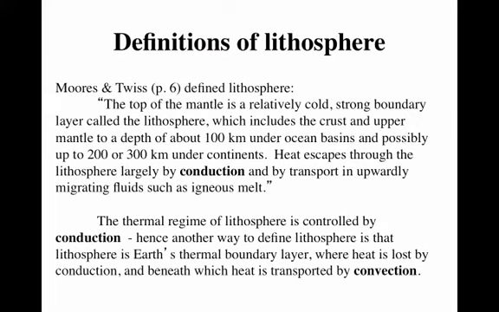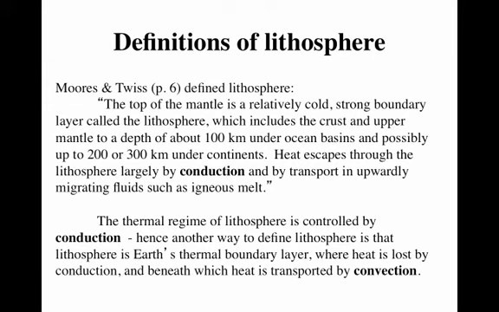We can look at a definition of the lithosphere from Moores and Twiss that says the top of the mantle is a relatively cold, strong boundary layer called the lithosphere, which includes the crust and upper mantle to a depth of about 100 kilometers under ocean basins and possibly up to 200 or 300 kilometers under continents.